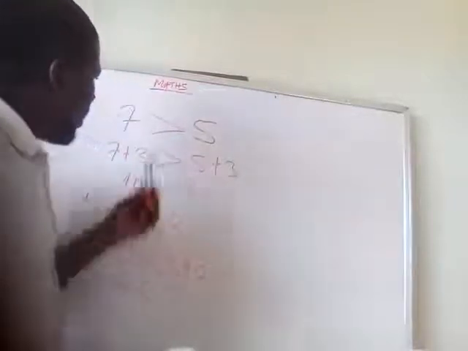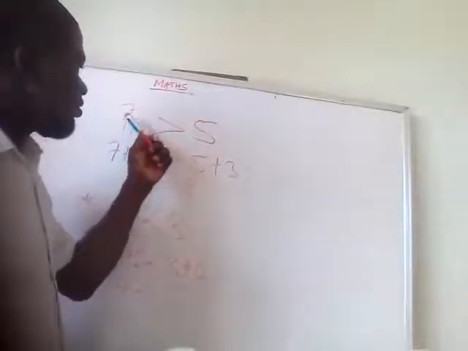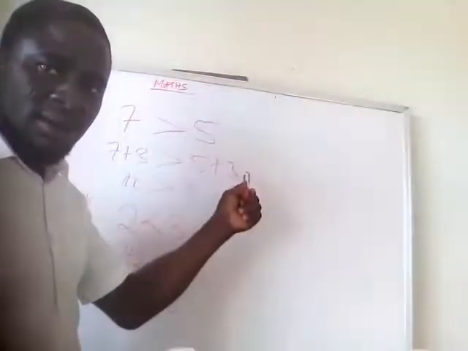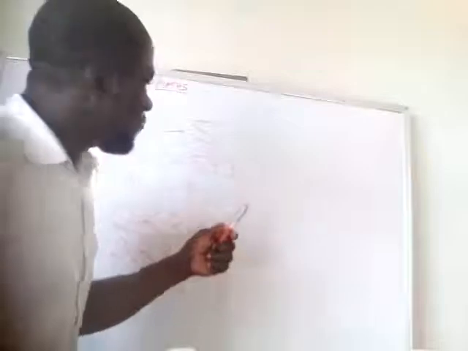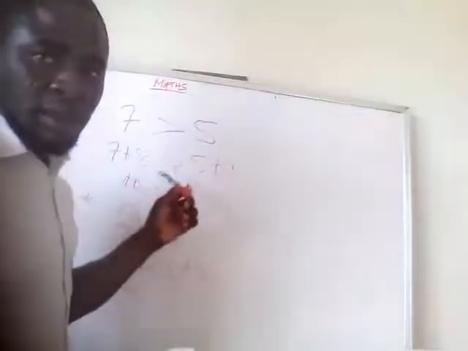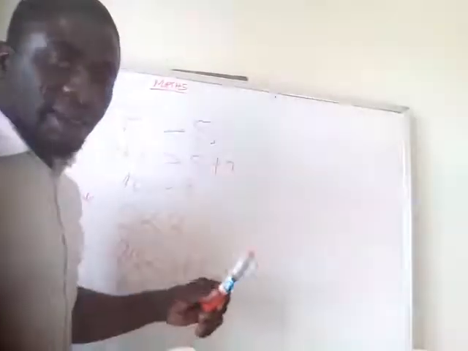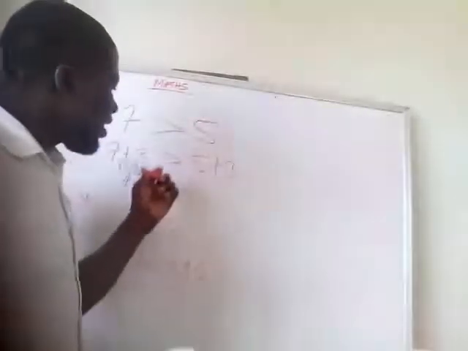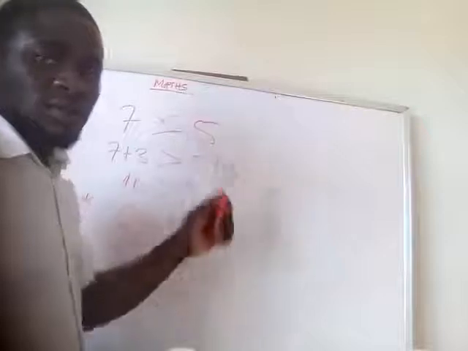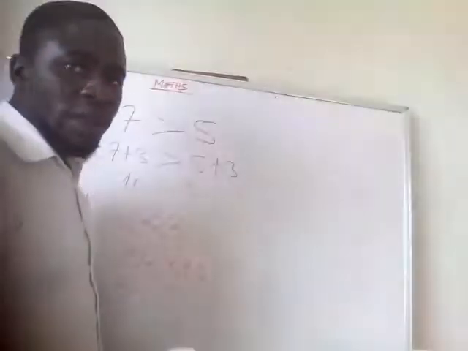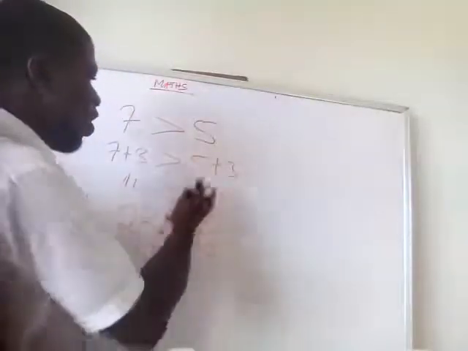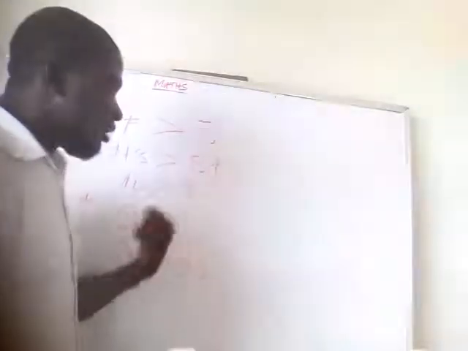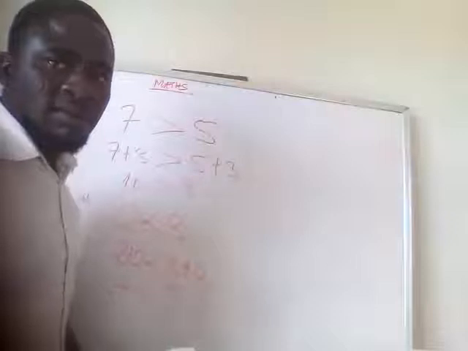So in this place we said that 7 is greater than or bigger than 5. So whatever number you add to the right hand side and to the left hand side, the same number, please take note, it means that the left hand side must always be greater than the right hand side.